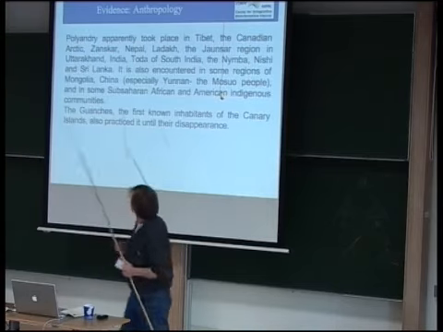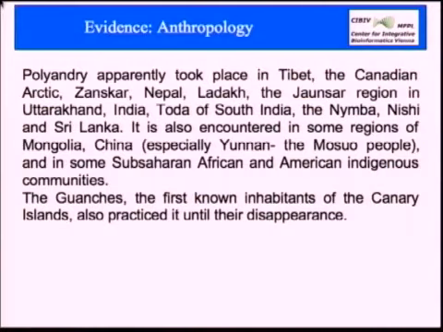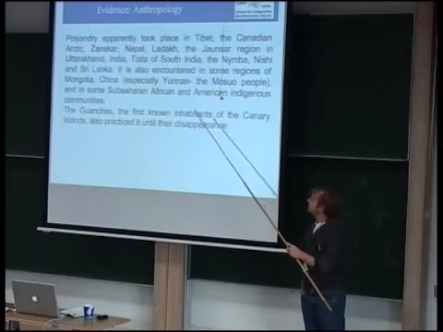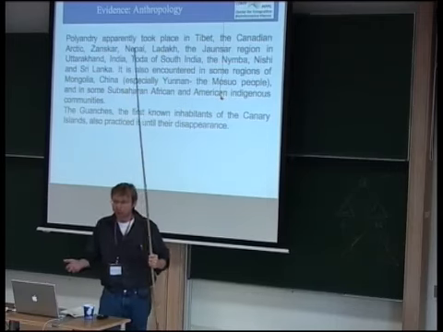Well, then I went to anthropology. And actually, if you look up reports from anthropology, you see that polyandry, that is, a female forming a sexual union with more than one male, actually took place in such remote places like Tibet, some Canadian Arctic regions, Nepal, Sri Lanka, some areas of China and Mongolia, somewhere in sub-Saharan Africa, and also in some American indigenous communities. So I will not say it's frequent, but it's occurring in humans. And actually the first known inhabitants of the Canary Islands also practiced it until they disappeared. So there are at least some scattered reports in the anthropology literature that these things happen.